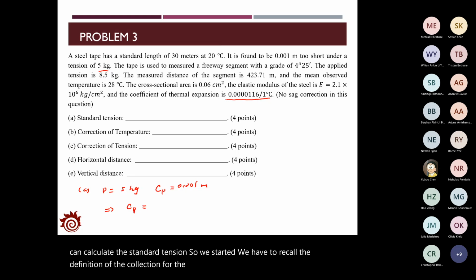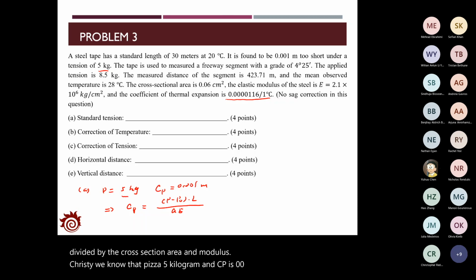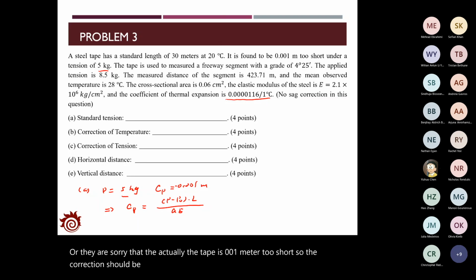So Cp equals (P minus P0) times L divided by the cross-section area and modulus of elasticity. We know that P is 5 kilogram and Cp is 0.001. The tape is 0.001 meter too short, so the correction should be minus 0.001 meters. That's one thing we have to consider.